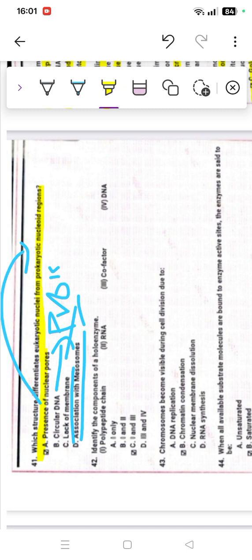So they have polypeptide chain, they have RNA, cofactor, DNA. So what's the right option? The right option here is C. Why? Because as I mentioned, they are polypeptide chain and cofactor. Cofactor is simply a non-protein part, so this is the right option.